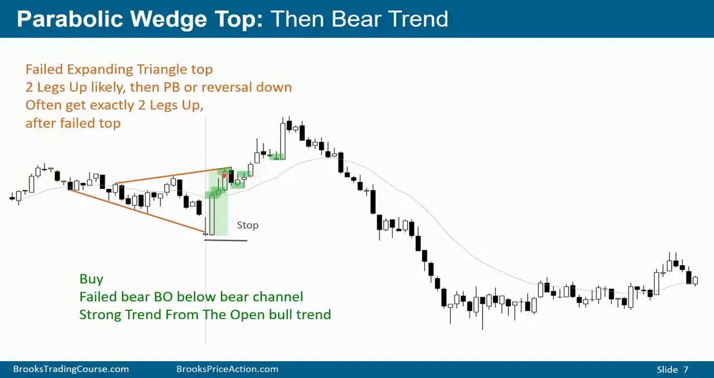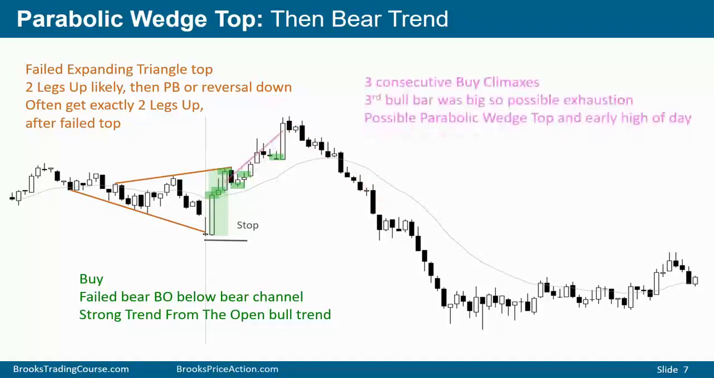So we had a top attempt and a bull breakout, and you typically get a second leg up when you have a top that fails. However, that leaves us with 3 consecutive buy climaxes here, or you can say this one has 2 in it, 1 and then 2, and then a smaller one here, and then a bull flag. You got to be concerned that we might get a third one up and then a reversal down and an early high of the day.